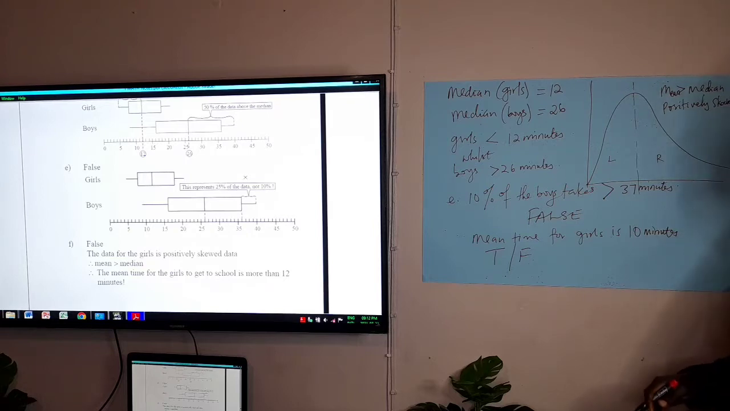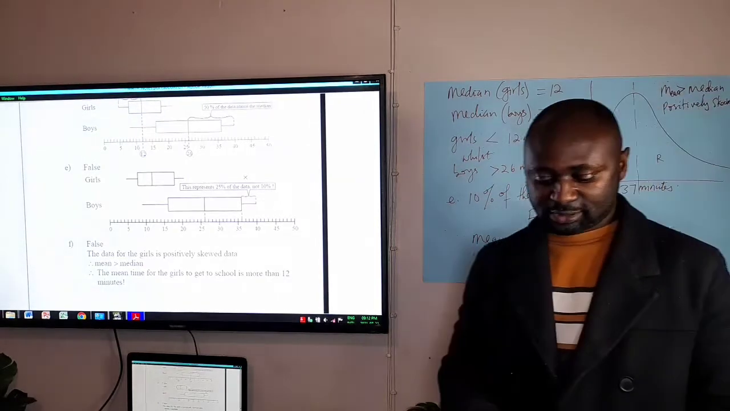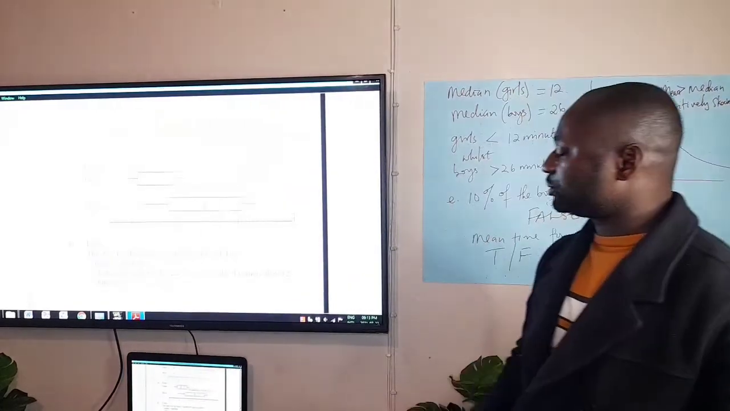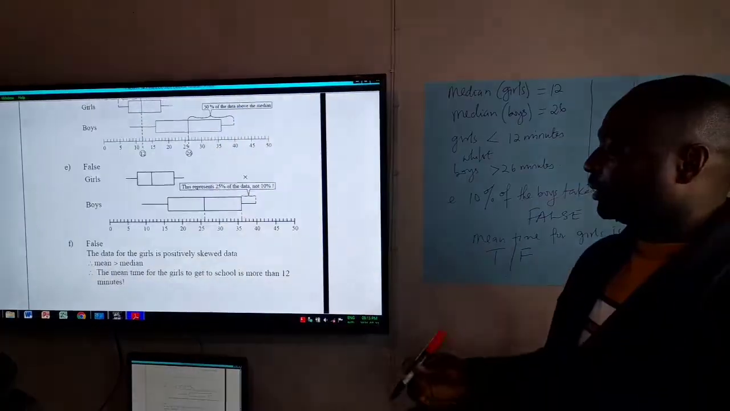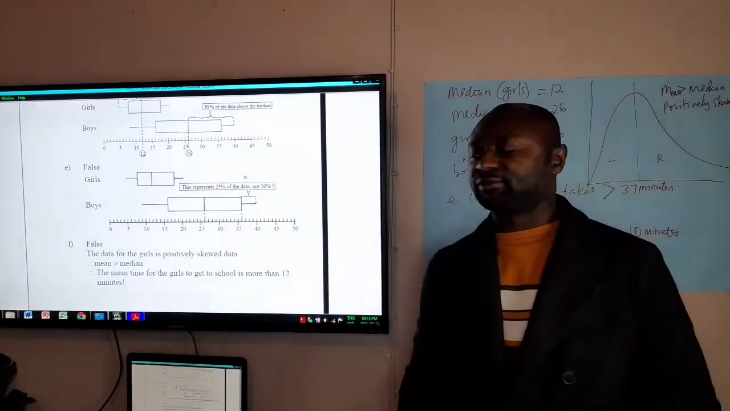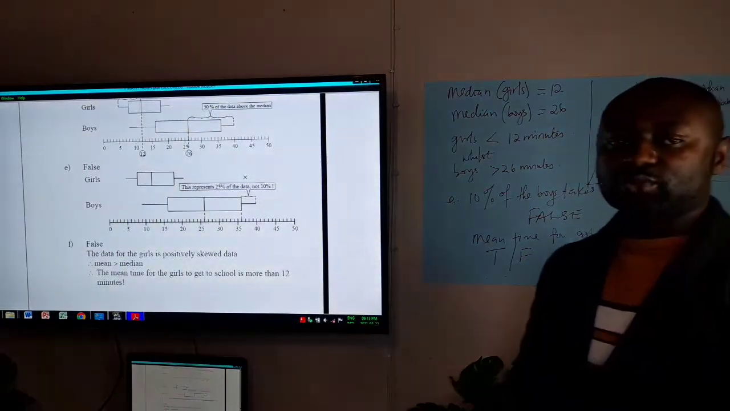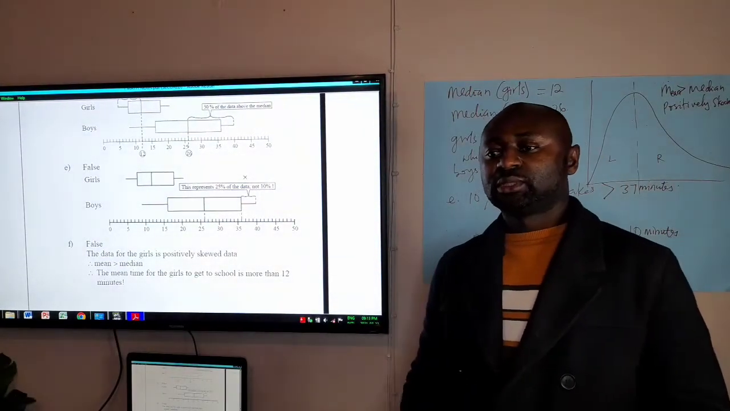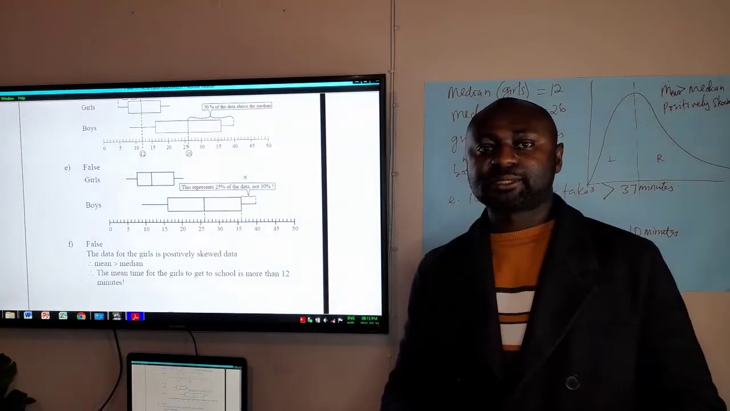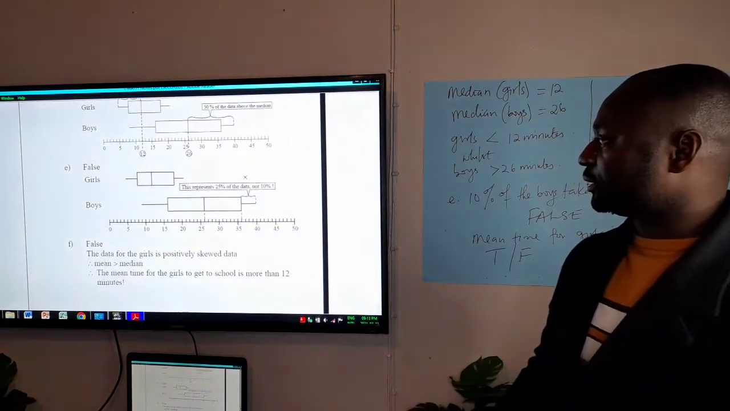Positively skewed graph. So then the answer is false. So when they ask you those type of questions, you should always compare the mean and the median, or check about the skewness of the graph. Now this takes us to also try to find what it means to interpret the skewness of the graph.